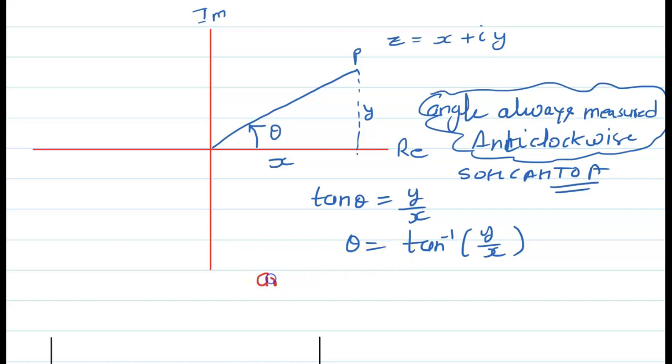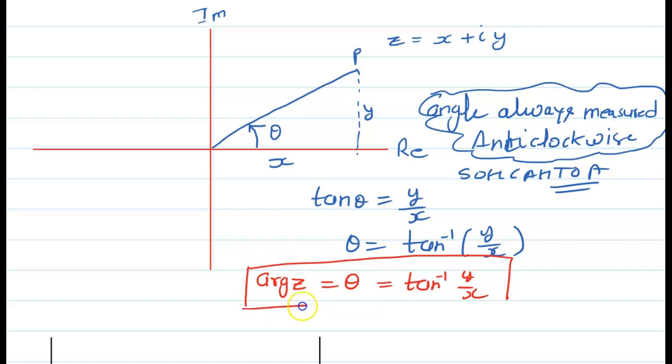So argument z is basically the angle made with the x-axis, or you can say argument z is the angle made with the x-axis by this complex number z. So argument z is equal to theta, and theta is equal to tan inverse y over x. Okay, so this is argument z.